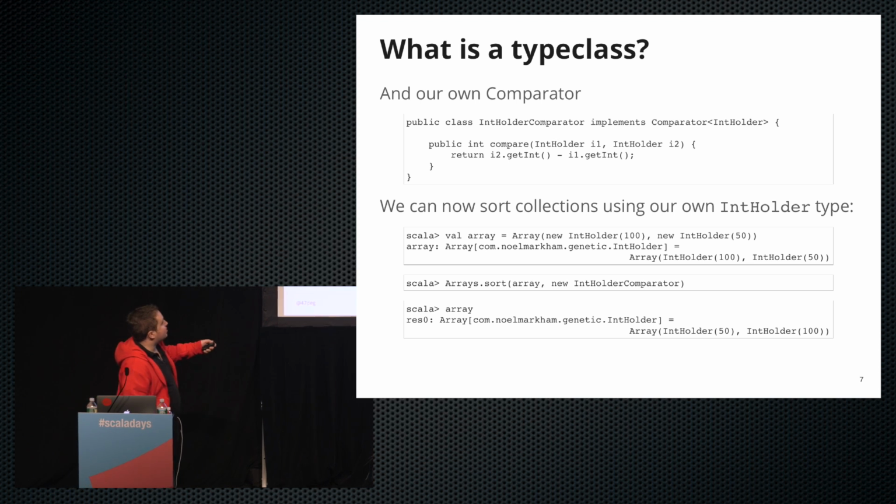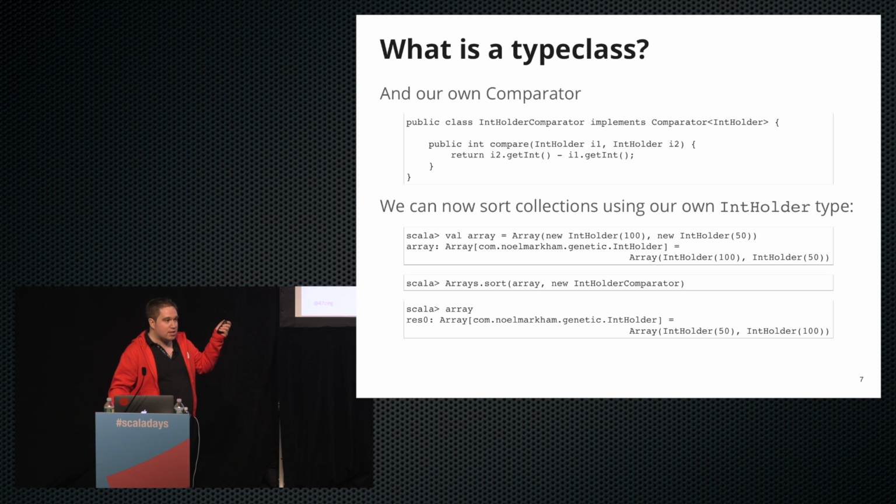We've got compare. Look, it takes two IntHolder types. So we're actually being type safe here. You know that we can't compare an IntHolder with a string or, like I said, a banana. But we know that when we want to compare these things, we're only ever going to be using this given type here. And then this code here is what we need to do in order to compare the two. So now we can sort collections using our own type.